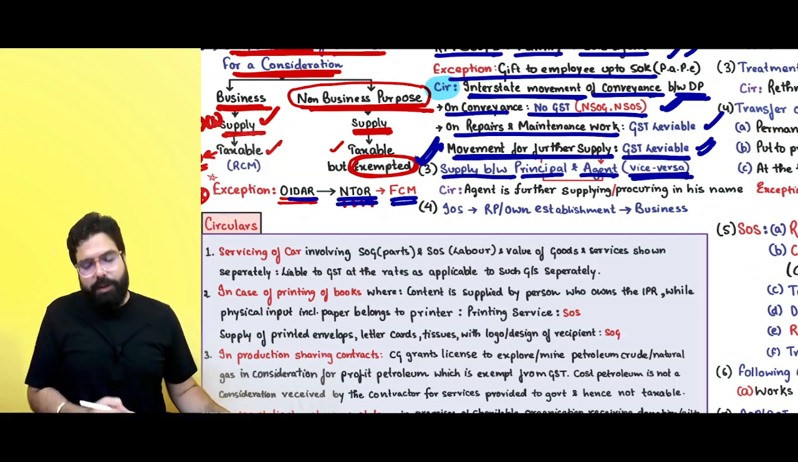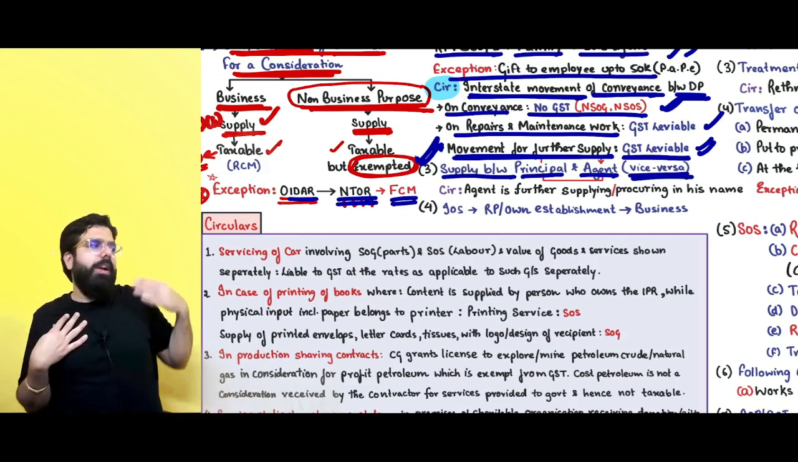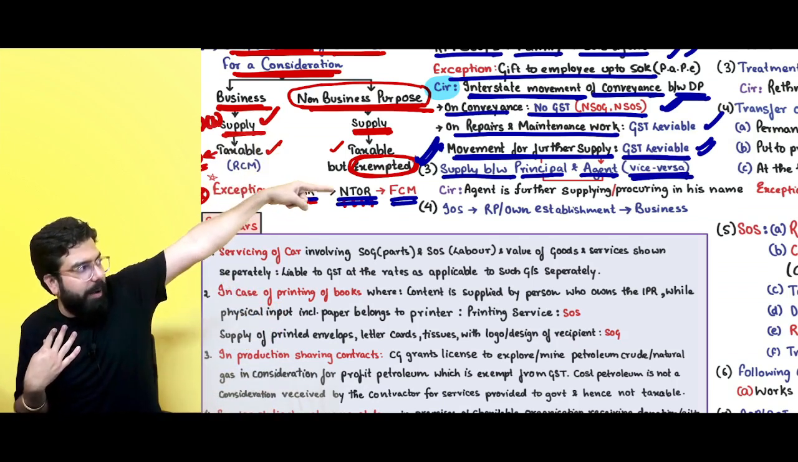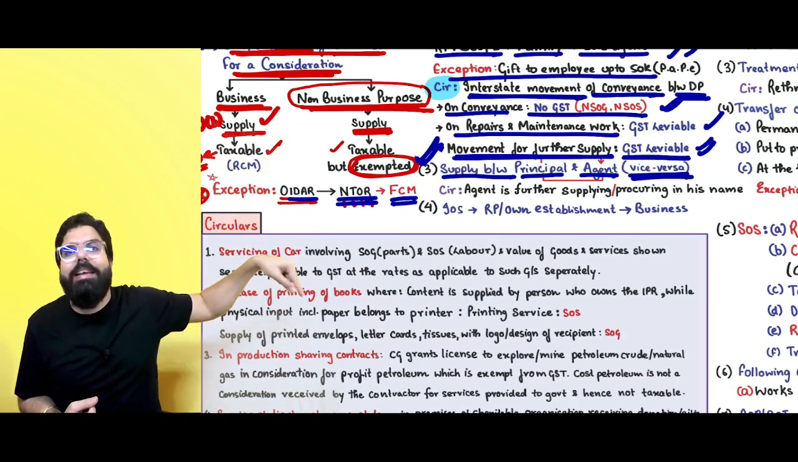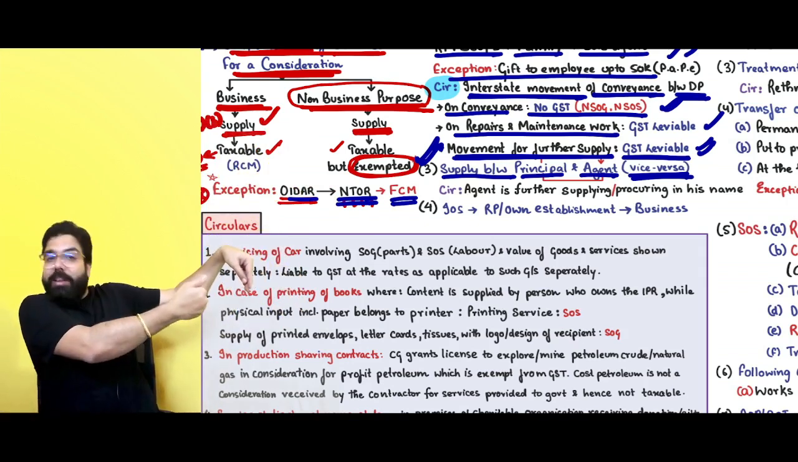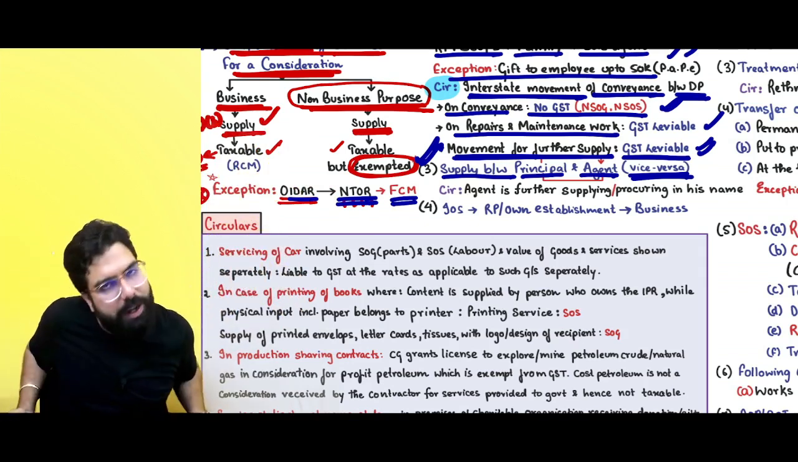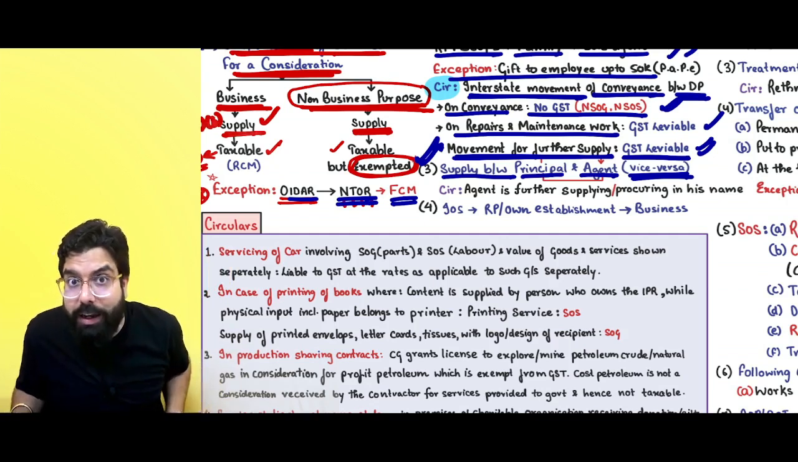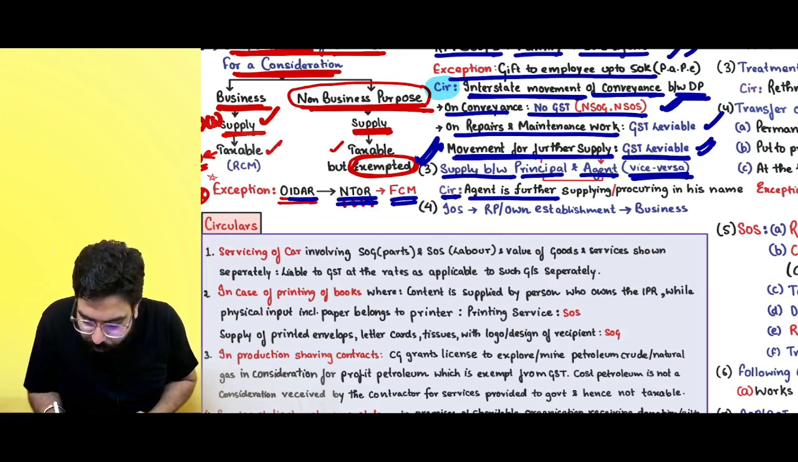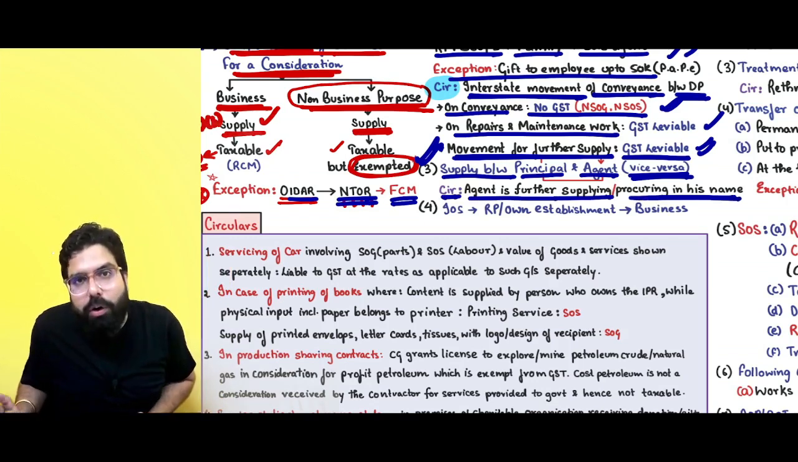or vice versa. Sir, whenever I am the principal, I send the goods to the agent, agent further supplies in his name, then that is a supply by the agent. So me sending the goods to the agent without consideration also will be considered as supply. They are talking about a selling agent. Done, sir. There is a circular: agent who is further supplying or procuring in his name, those agents are only covered.